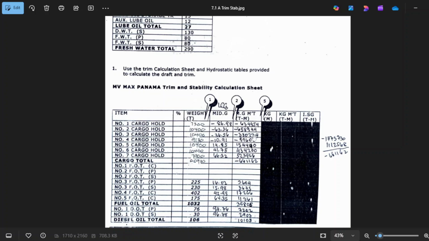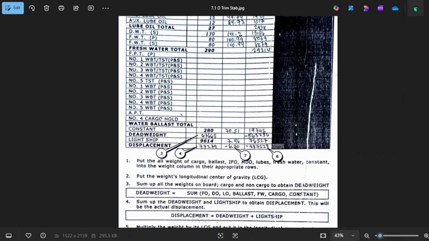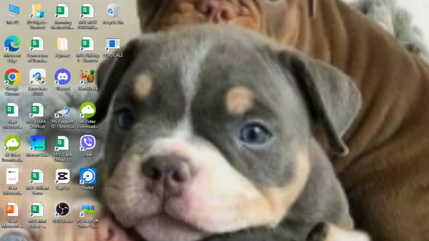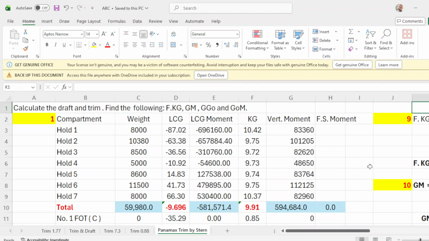and automatically you will have this LCG moment, including the KG moment and the free surface. You will all see this, all will be calculated in the load master. And to give you the full scenario or full scene, I put it in Excel.